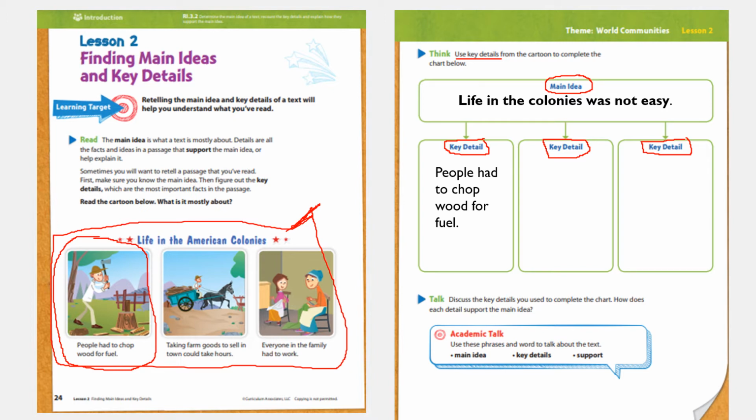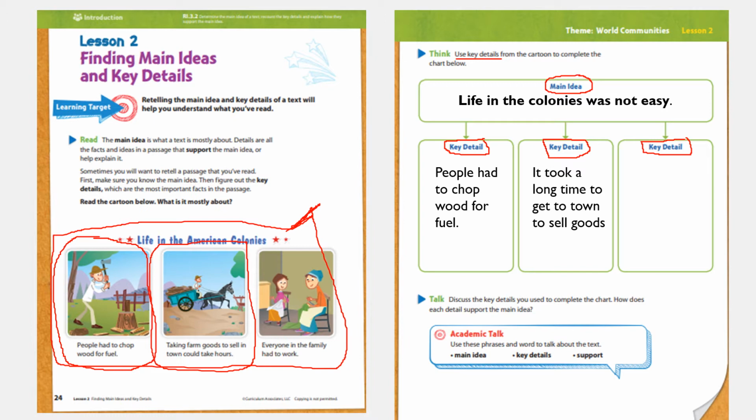The second key detail I'm going to look at comes from this second picture. This gives me more information about how life in colonies was not easy. So I'm going to write in the second box, it took a long time to get to town to sell goods. And goods are items that people either make or have to sell to other people.